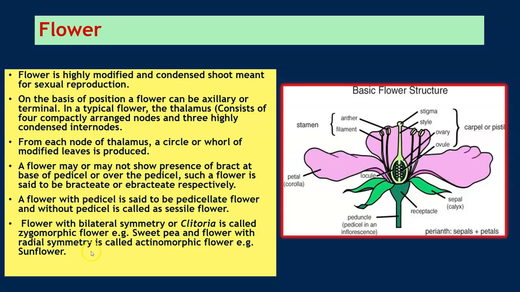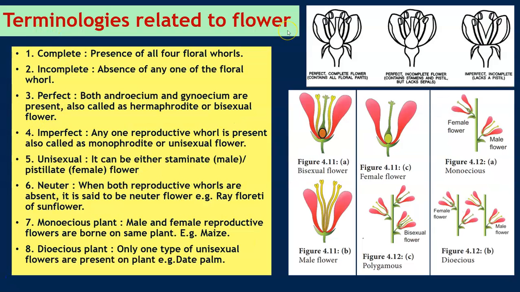And flowers with radial symmetry are called actinomorphic flowers. Example, sunflower. Radial symmetry means from any angle, from any axis, you can divide the flower into 2 equal halves. Now students, let us understand certain important terminologies that are related to a flower. The first term is a complete flower, that is presence of all 4 floral whorls. Have a look at this image here.